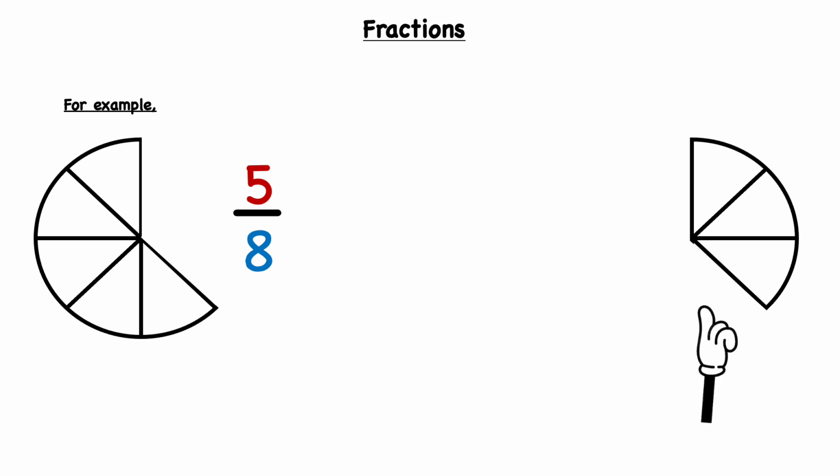Now for the right section, which has 3 parts. The numerator is 3 and the denominator stays the same, 8. The fraction for the right section is 3 over 8. Great work. Quick recap. Here's what we've learned.